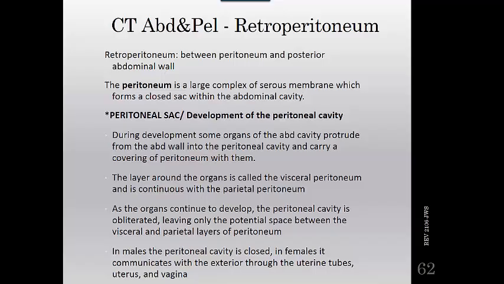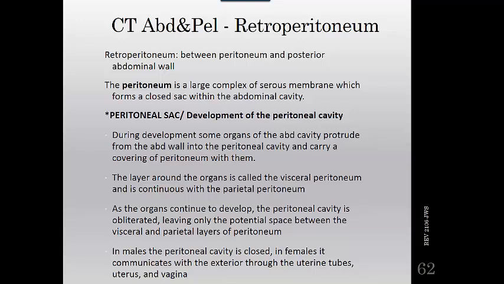Retroperitoneum is defined as being between the peritoneum and the posterior abdominal wall. The peritoneum is a large complex of serous membrane which forms as a closed sac within the abdominal cavity. The development of the peritoneal sac during gestation and subsequent forming of the peritoneal cavity is as follows.